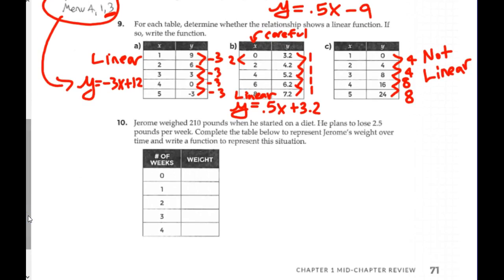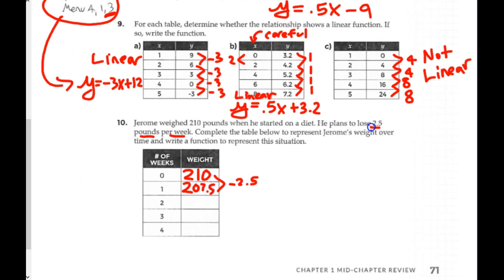Jerome weighed 210 pounds when he started on a diet. He plans to lose 2.5 pounds per week. Complete the table below that represents Jerome's weight over time and write a function to represent the situation. So again, what's he doing? He's losing 2.5 per week. So he weighed 210 when he started, before any weeks, and he's going to be losing 2.5, minus 2.5 each time.